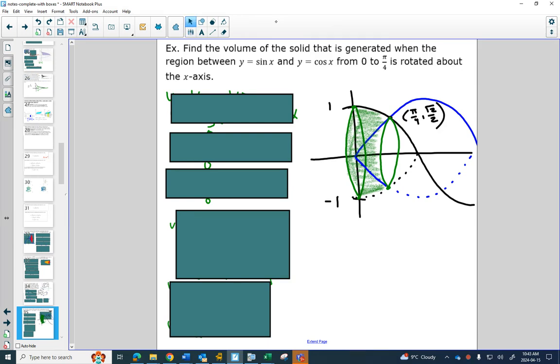So this is going to be the washer method. What it means is that if I take any area between these two curves, like this red part here, draw a circle around that part, that would also make this red part down here, and I would rotate that. It would make a solid washer.